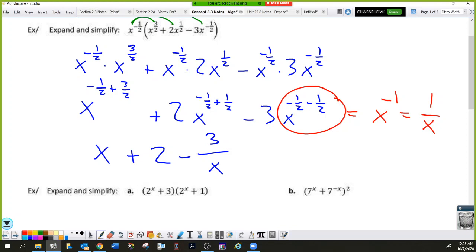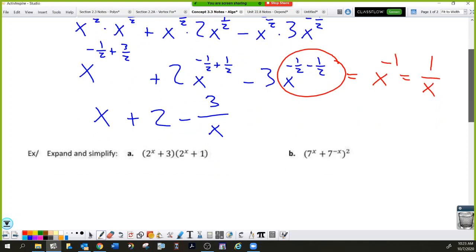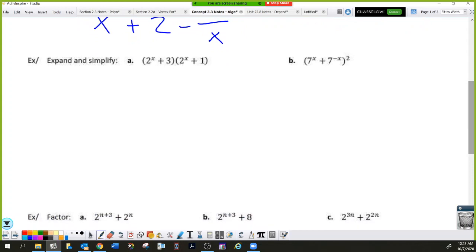We just distributed and we used exponent properties. When you multiply two things in the same base, you add the exponents. And let's just not keep negative exponents in our answers. Now we're being told to expand and simplify again, but this part A, question A, we're foiling.